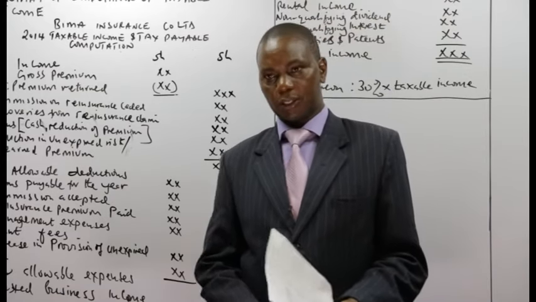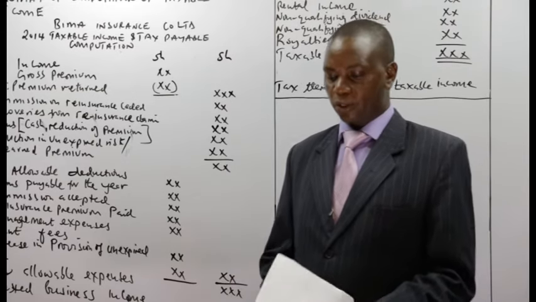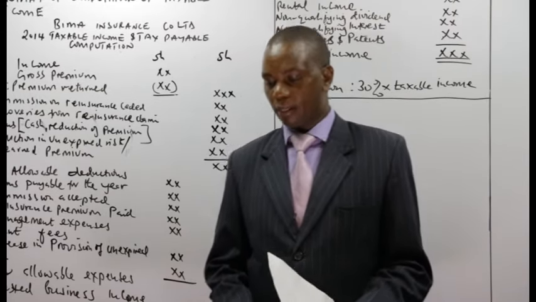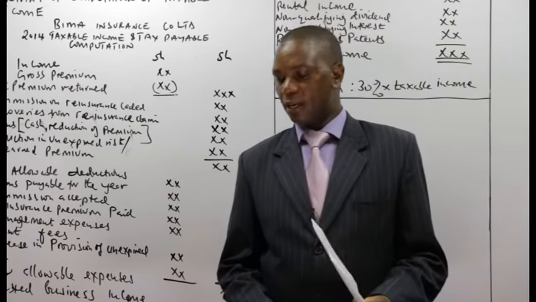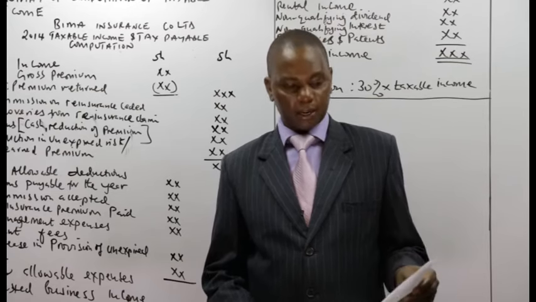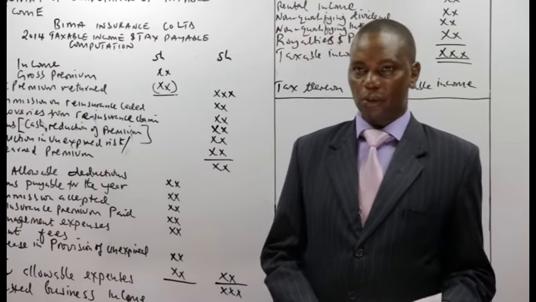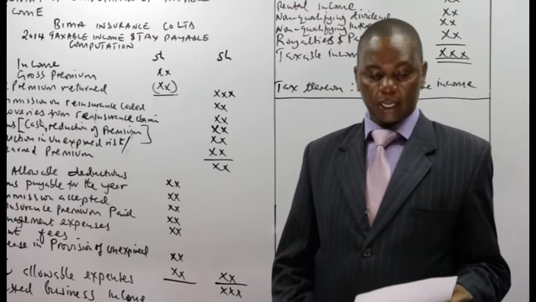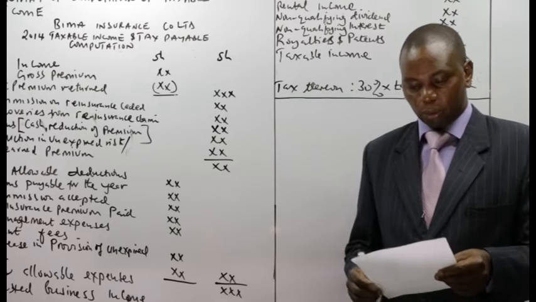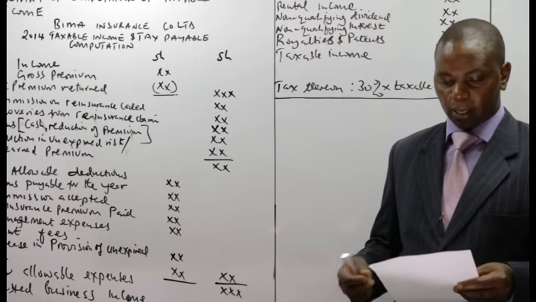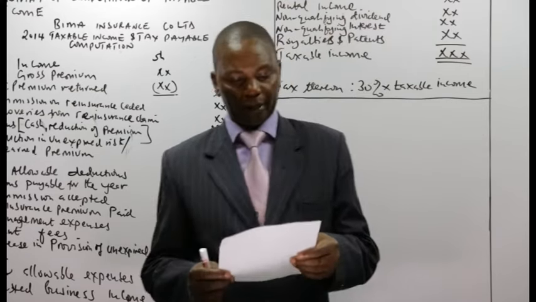Foreign exchange losses. Again, here, remember, the foreign exchange losses are allowable if they have been realized. But in this case, it is silent. We don't know whether the foreign exchange losses have been realized or not. So in the absence of that, we'll assume that the foreign exchange loss is realized and treat it as an allowable expense.